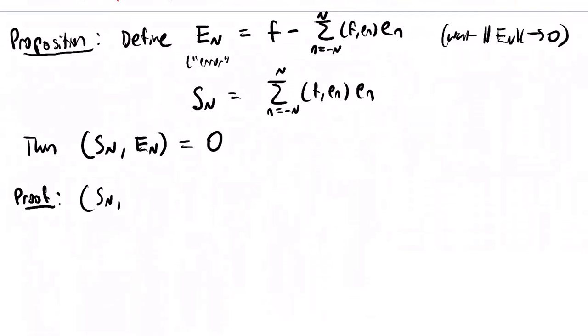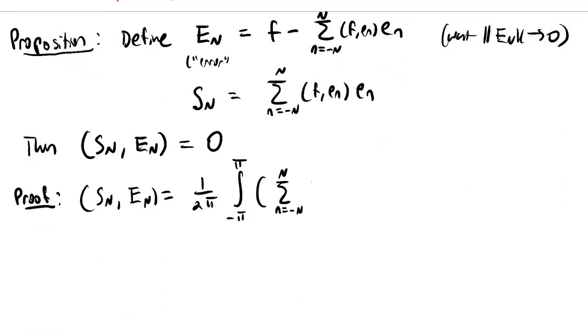And so if I look at the inner product of S_N with E_N, this is equal to 1 over 2 pi times the integral from minus pi to pi. I have my sum S_N, which is the sum from n equals minus N to N of the inner product of f with e_n times e^{inx}. And then I have the other term, which corresponds to the difference of my function f of x and the same partial sum.